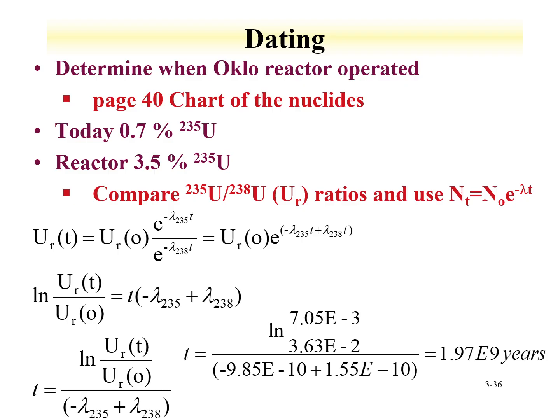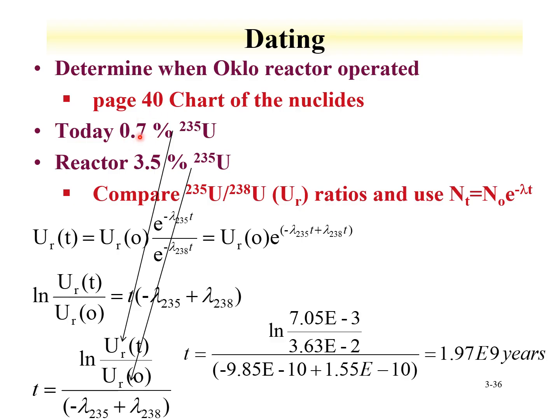So let's figure out a route of rearranging these equations to determine what was the time that the Oklo reactor was operating. Let's use the amount of uranium-235 as an indicator. Today, 0.7% of uranium is 235. And if we look at a reactor with light water, with regular water, the uranium-235 needs to be at 3.5%. The half-life of uranium-235 is shorter than the half-life of uranium-238.